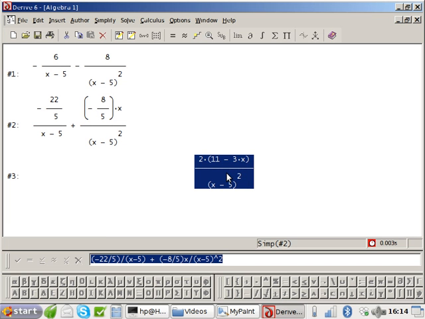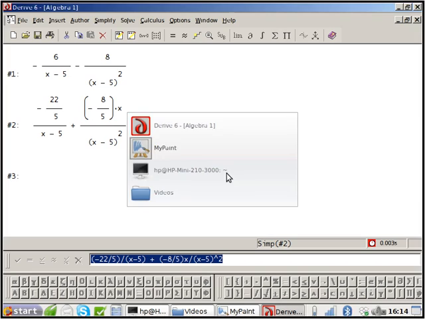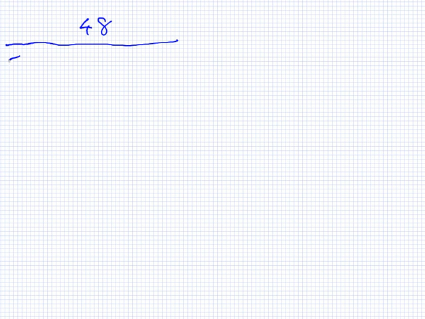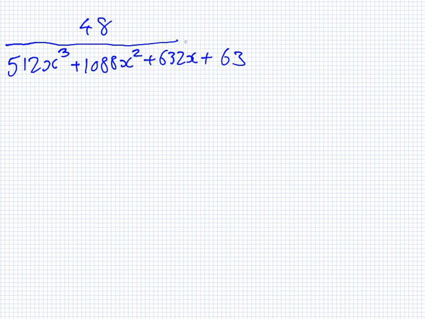Alright, let's step it up to cubic now. Oh, it's quite easy, huh? Hey, this isn't even its final form. Wait till you see the next lesson. Right, so let's have a look at our first cubic one. So we have 48 over 512x cubed plus 1088x squared plus 632x plus 63 equals 48 over 1, 2, 3.